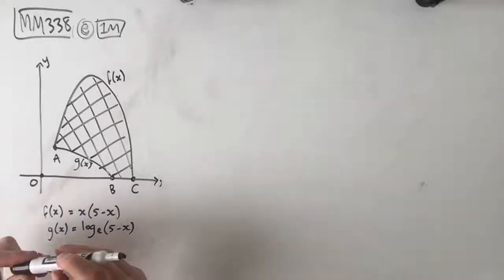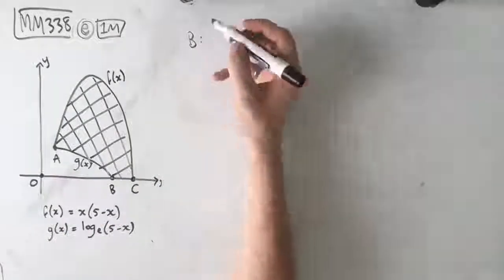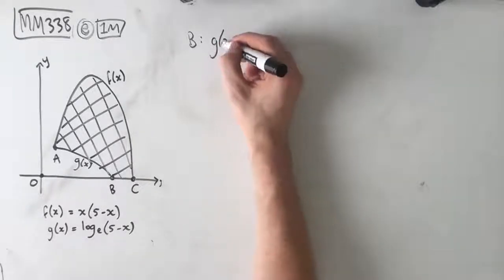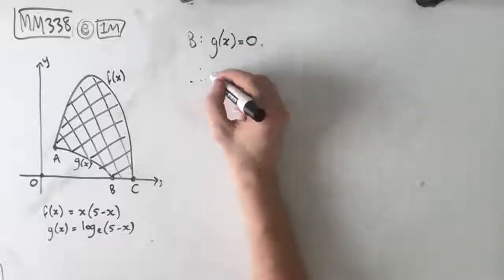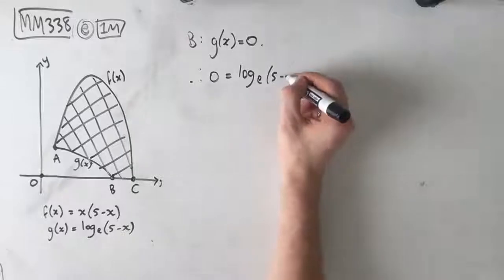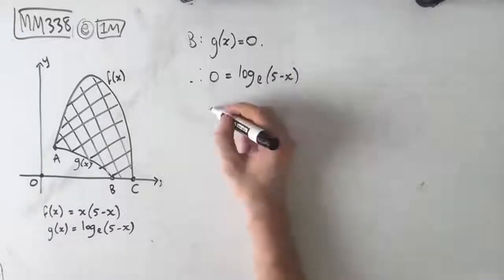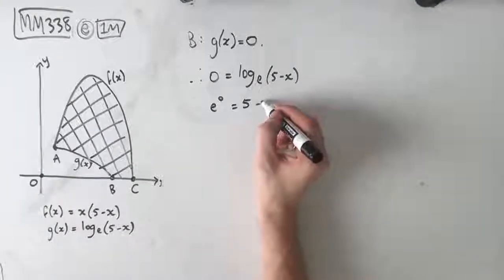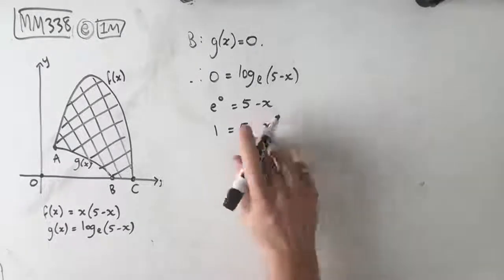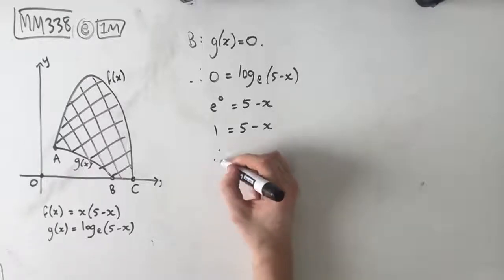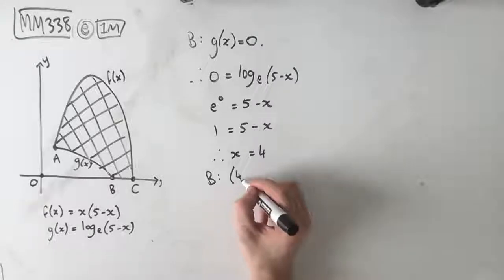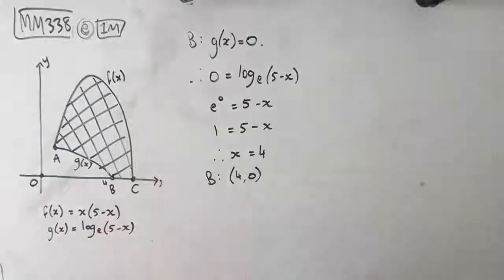Okay, so let's start with point B and say that our x-intercept occurs when g of x equals 0. So therefore 0 is equal to log e of 5 take x. Rearranging this, we can get e to the power of 0 equals 5 minus x. E to the power of 0 is 1, so 1 equals 5 take x. So then therefore x equals 4. So B occurs at (4, 0). Right, so this is 4 here.